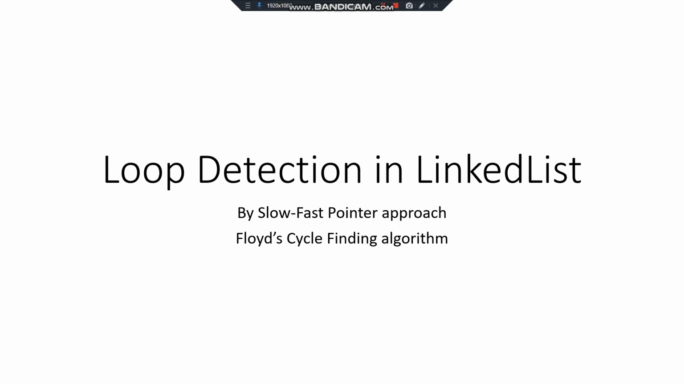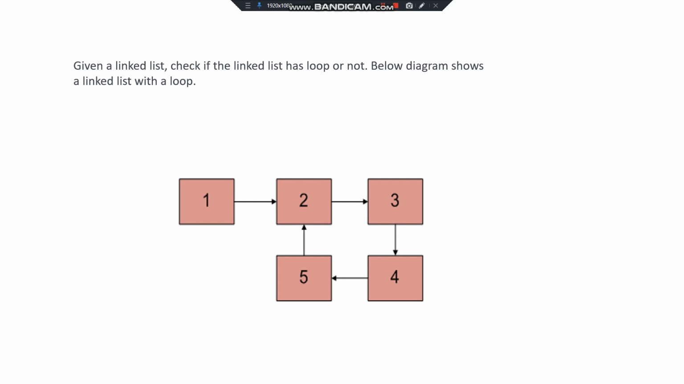I'll be solving it by the slow-fast pointer approach. This is also called Floyd's cycle finding algorithm. The question states: given a linked list, you have to check if the linked list has a loop or not.